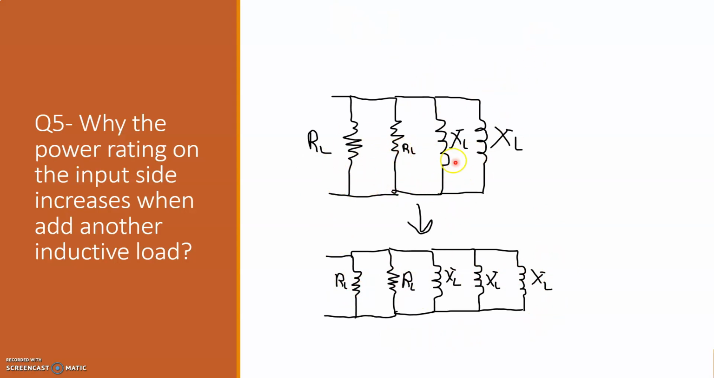Since we add another inductive load in parallel to the other ones, the total reactance of the system decreases. This results in an increase of the power factor of our system, and because our power factor is increased, we start to supply more power from the input side of the transformer.